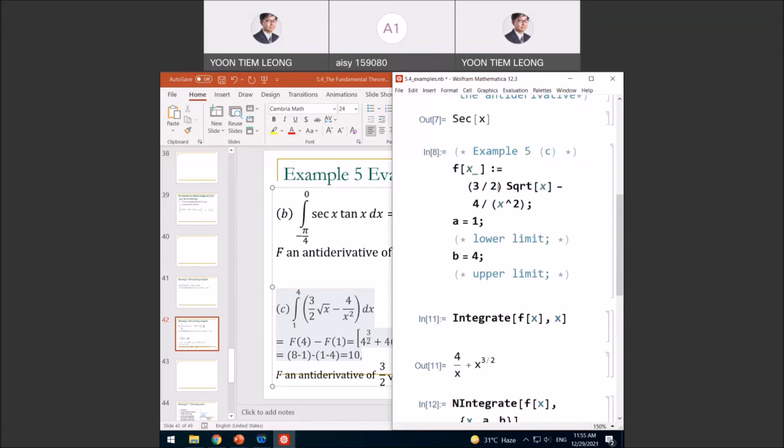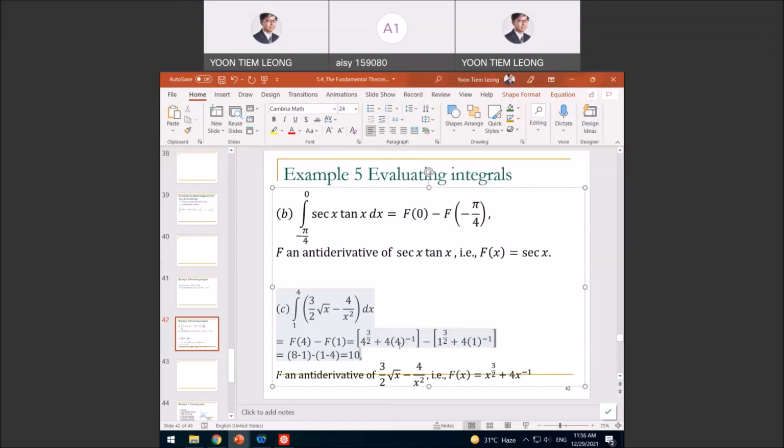Is my function defined correctly? 3 over 2 raised to the power square root of x minus 4 over x squared. I think I may have made a silly mistake. I think here is minus. So this is a minus sign instead of a plus sign. Sorry, f is minus. Yeah, so it is plus. Sorry, it's plus. Let me check again.